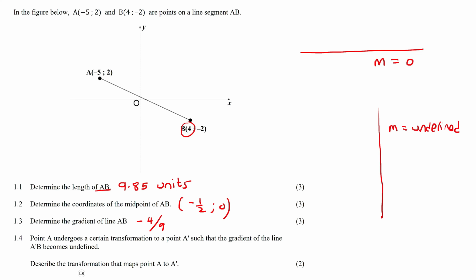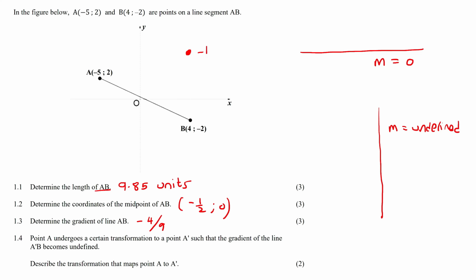So that means that this A is probably going to move somewhere over here, so maybe there. Or it could even end up moving somewhere down here, so it could be over there. So that when you connect the new A to B, just like they said over here, that gradient will be undefined. So you see how it's a vertical line like that.